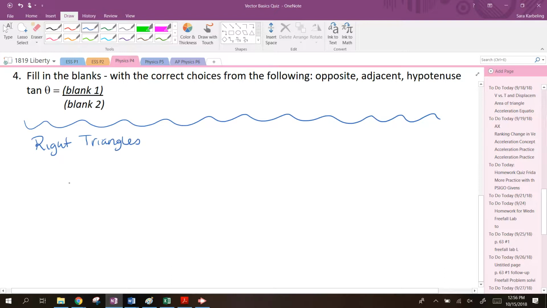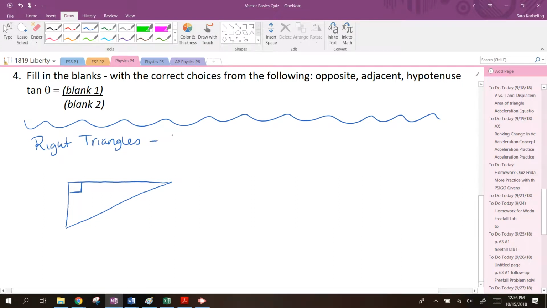So you're going to draw yourself a right triangle with two legs that are very different sizes, please, and a hypotenuse. And I want you to mark the right angle of that triangle. Okay?